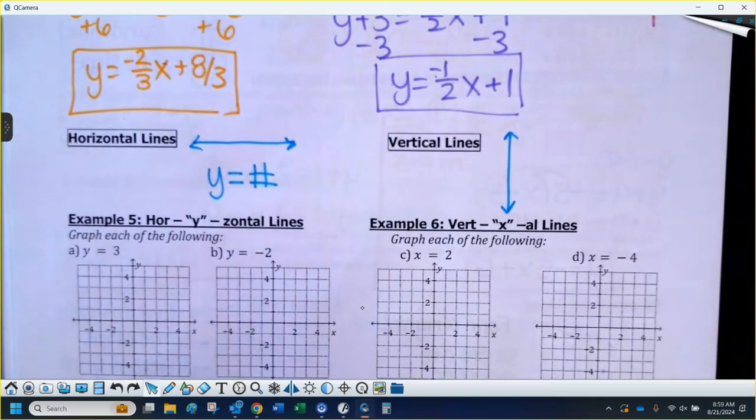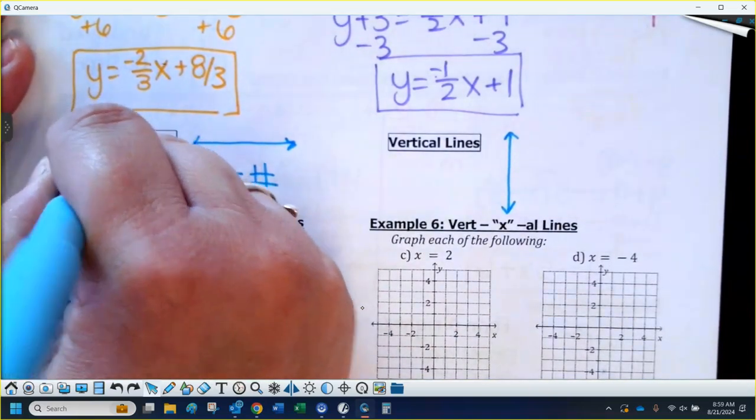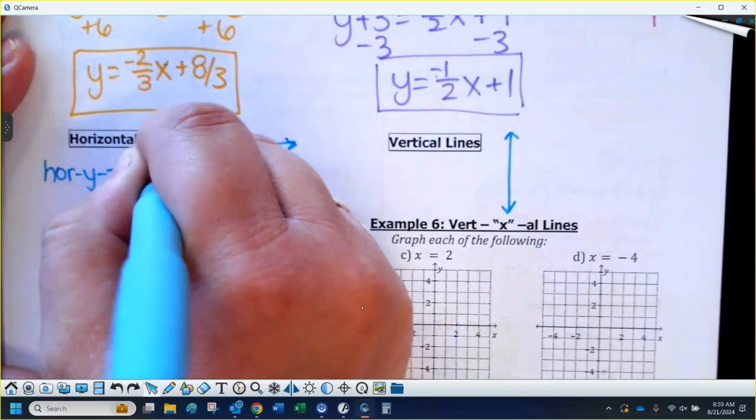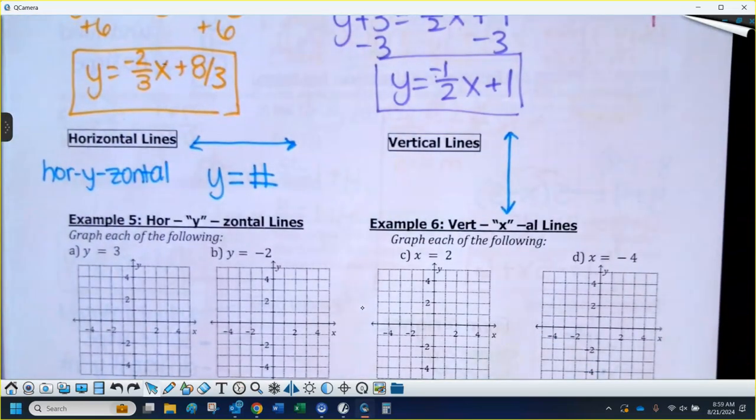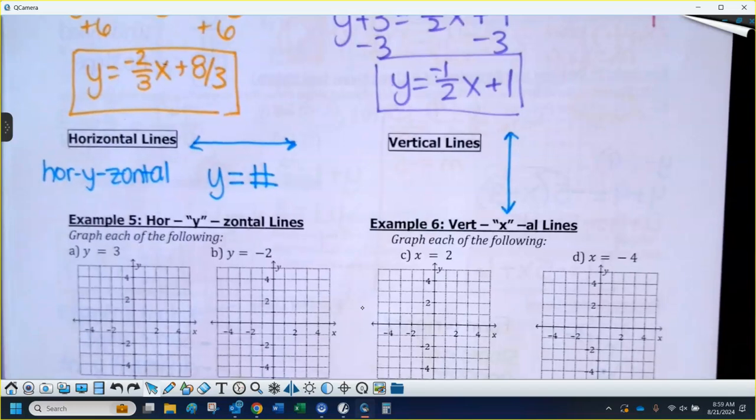All right, so she taught me this little memory trick. Use it if you want. And she called it horizontal. So anytime you have a horizontal line, I literally say this to myself all the time still. Horizontal, it's a y equals a number. Let me come down and show you why.